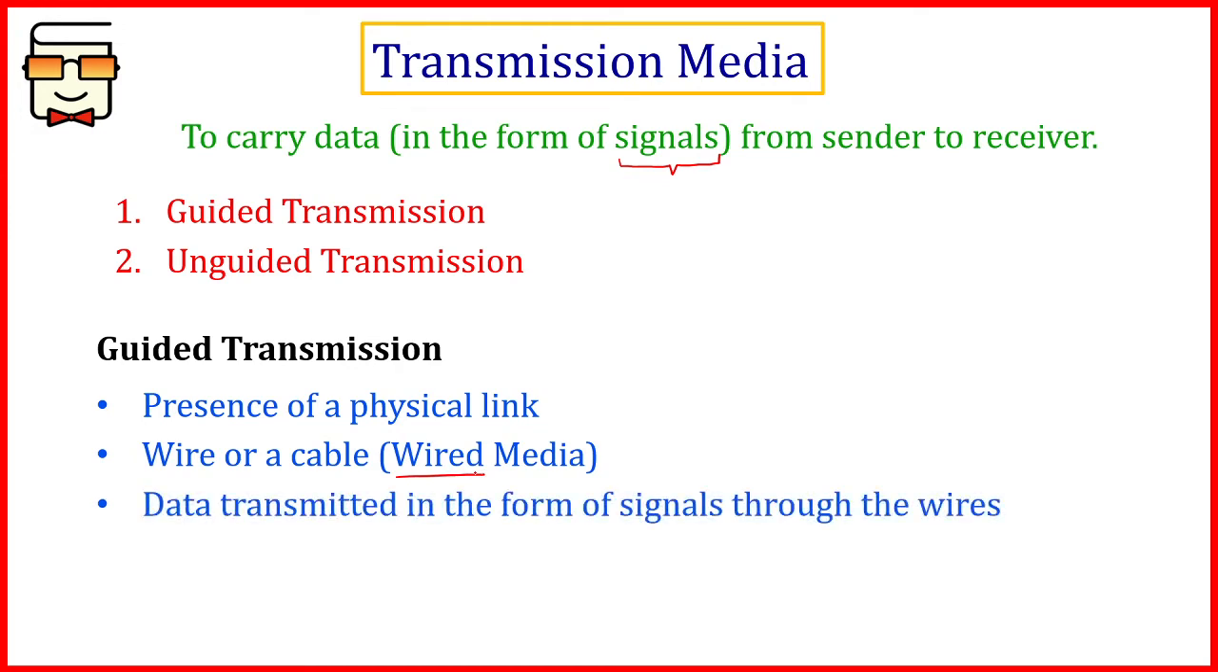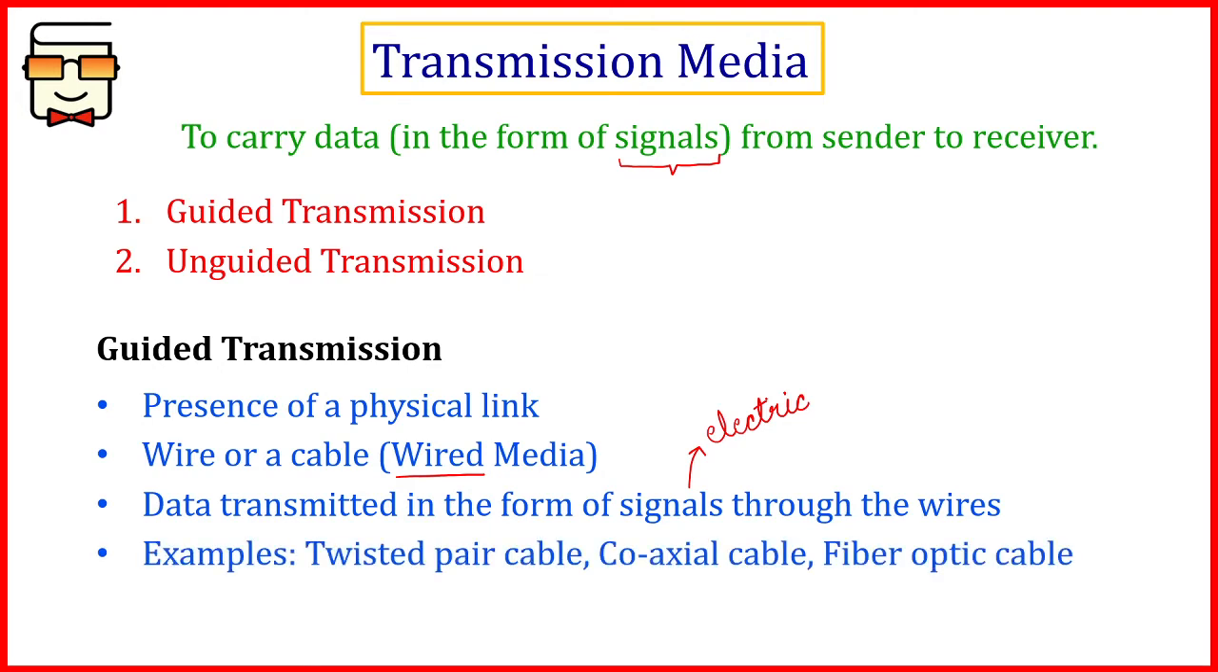Now data is transferred in this media in the form of signals. These can be electric signals or they can be light signals. We'll be studying three main kinds of guided transmission media, and we will see what kind of signals are used in each of them. The three major categories of wired or guided transmission media are twisted pair cables, coaxial cables, and fiber optic cables. In twisted pair and coaxial cables, electric signals are used, whereas in fiber optics, light signals are used to carry data for transmission. So this was guided transmission.